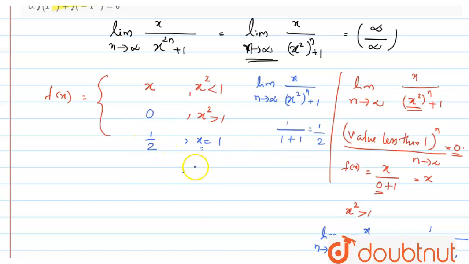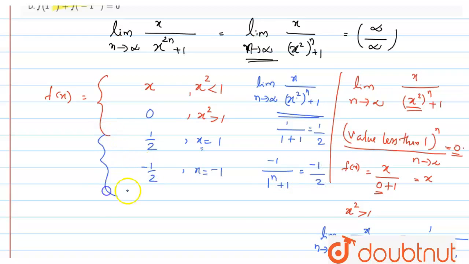Now when x is equal to minus 1, we are substituting here. It will become minus 1 divided by minus 1 whole square, which will become plus 1, so 1 power n plus 1. When n tends to infinity, it will become minus 1 by 2. So the value will be minus 1 by 2.